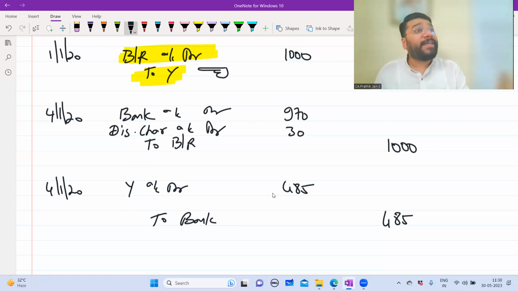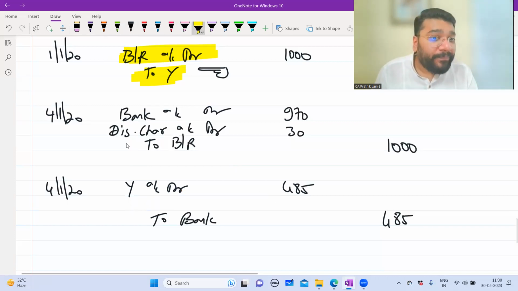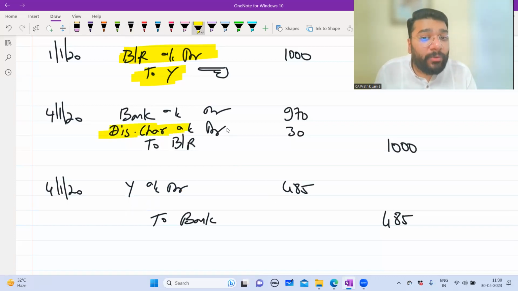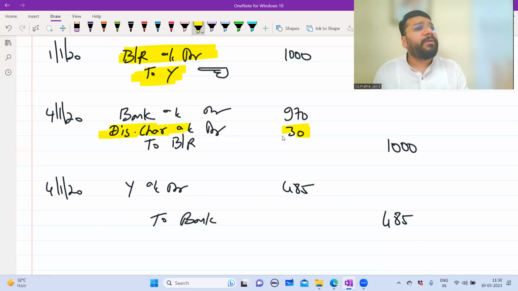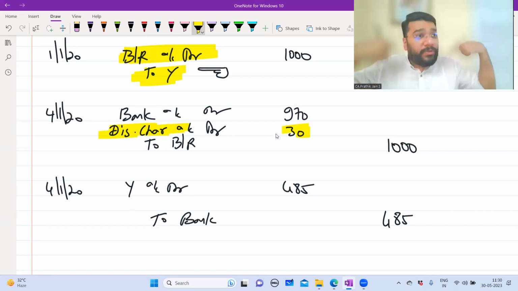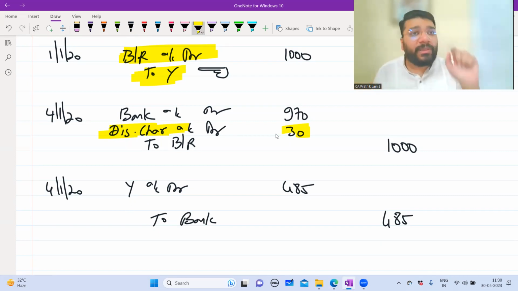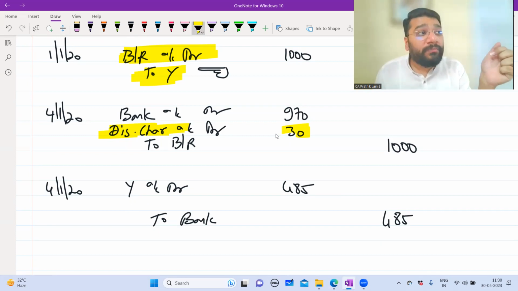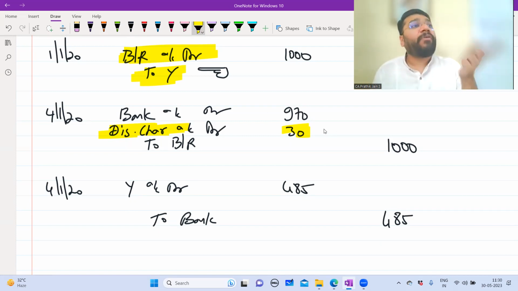There is a discounting charge. Now, mind you, here when you debited discounting charges, you have debited the full 30 rupees. It would have been your charge had you enjoyed the full 1000 rupees. But are you enjoying the full 1000 rupees? No. Which means you are giving half of the money to Y. When half of the money is given to Y, half of the charges also should be transferred. So now, guys, we have to reverse half of the charges.